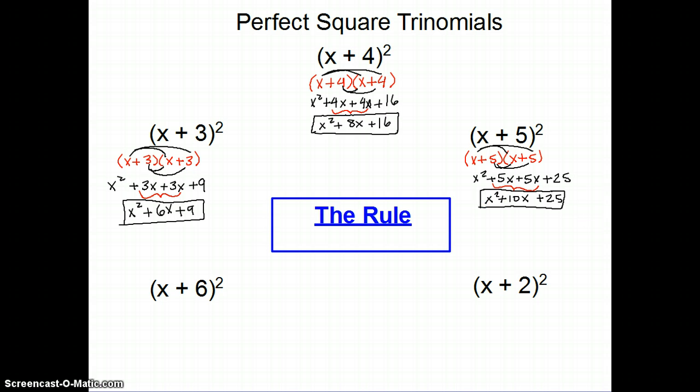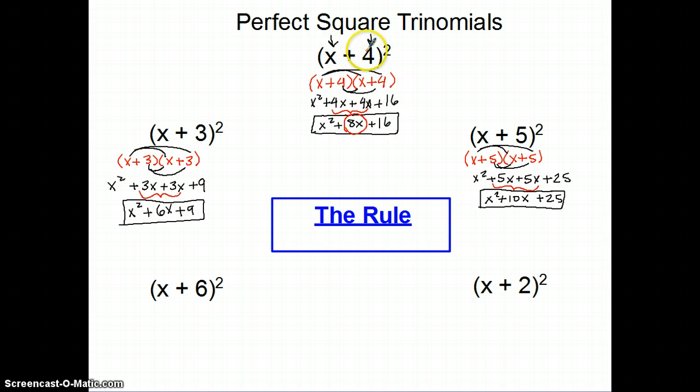So I'd like for you to notice for a moment the relationship between the ending trinomial and the original expression. My first term is simply the first term in my binomial squared. My last term, this 16, is simply the last term in my binomial squared. Now this middle term, this 8x, is simply double the 2 multiplied together.